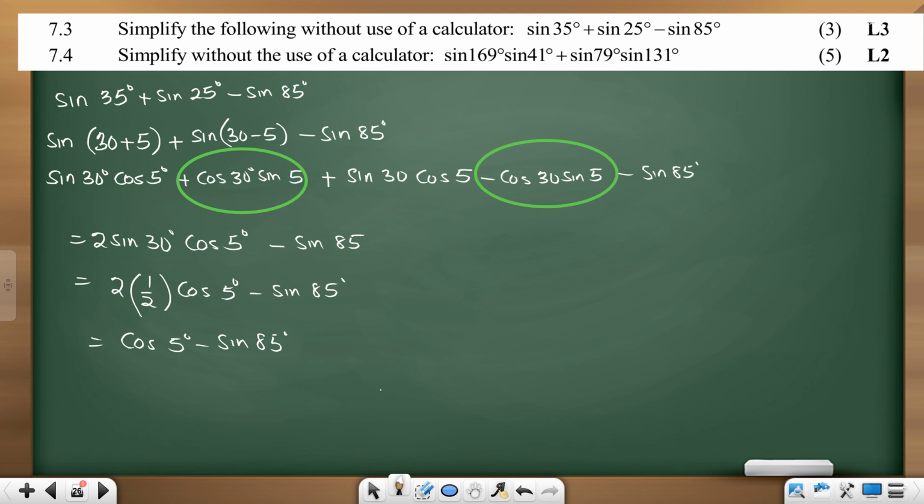Always think, once you see without the use of a calculator, what is 5 plus 85? 90. Oh, it means I can change this to what? Cos 5. Yeah, you could have changed even sine 85 to cos 5. And what's your answer? 0. Type that in a calculator to see whether you get a 0. You will. 0.